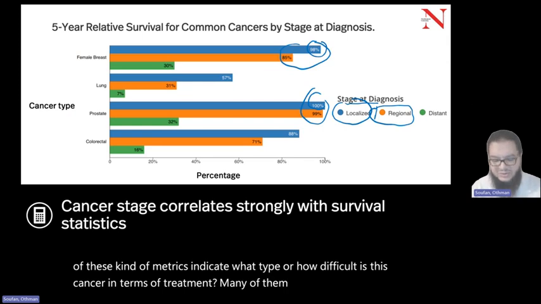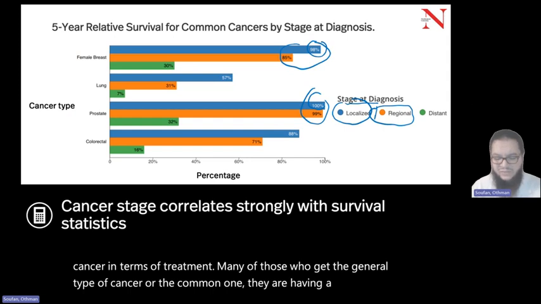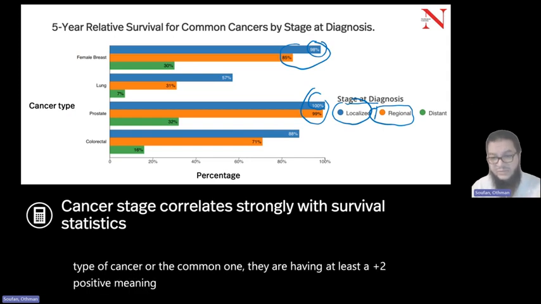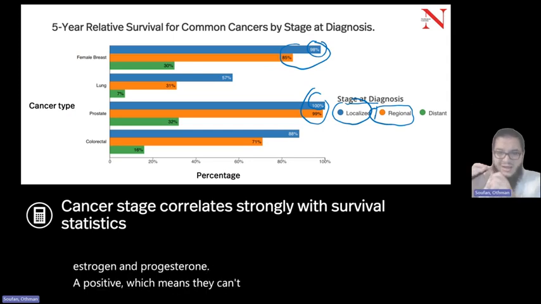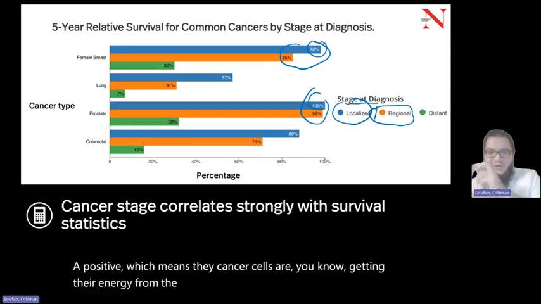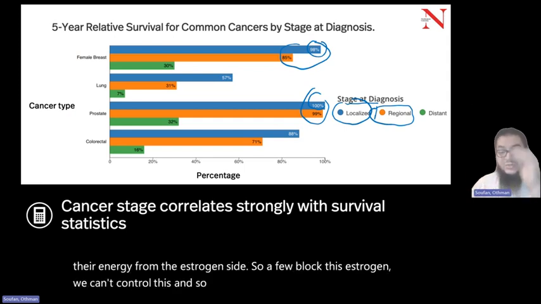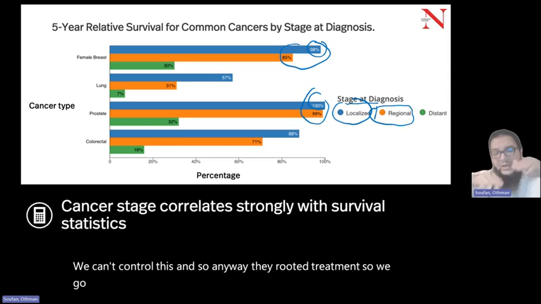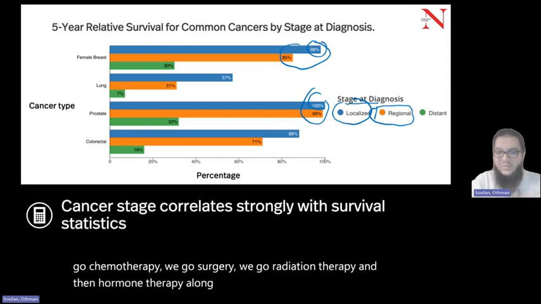Many of those who get the general or common type of cancer have at least two positives, meaning estrogen and progesterone positive, which means the cancer cells are getting their energy from the estrogen side. So if we block this estrogen, we can control this. Anyway, there will be treatment. So we go chemotherapy, we go surgery, we go radiation therapy, and then hormone therapy. Along the way, we may have immunotherapy.